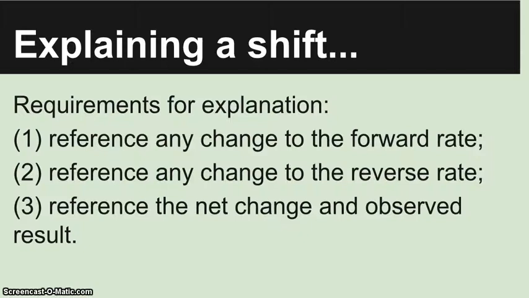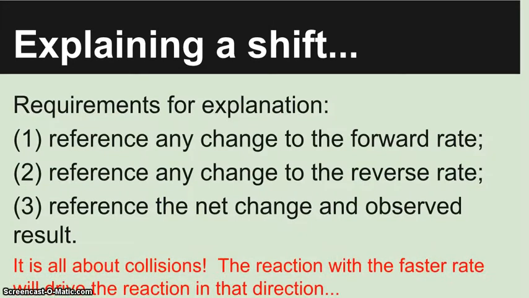Okay. Now, I want you to remember that this is all about collisions. So the faster the reaction rate is, in other words, the more collisions that happen, the more that reaction is going to point in the direction of the shift of equilibrium. So in other words, if I add something that causes more collisions in the reactants, well then that forward rate is going to speed up and it's going to point us towards the products. It's going to make more of those products overall.